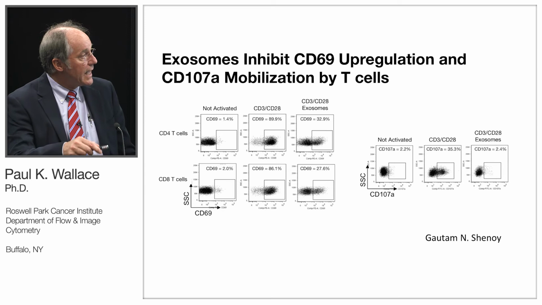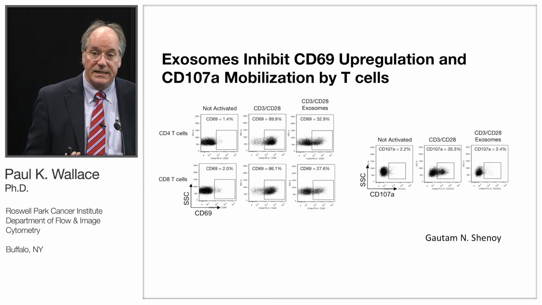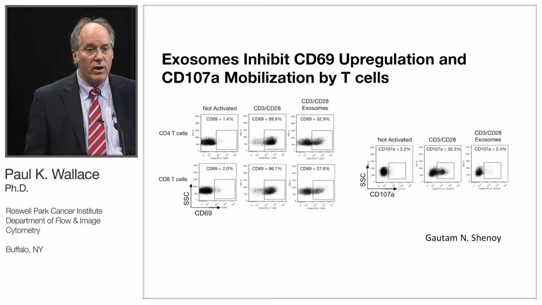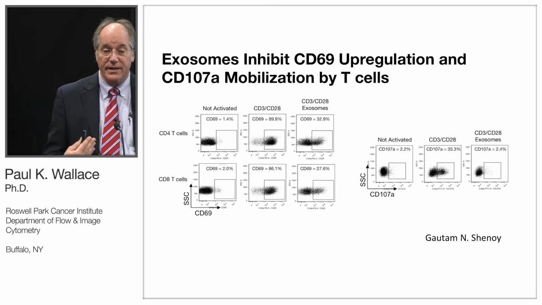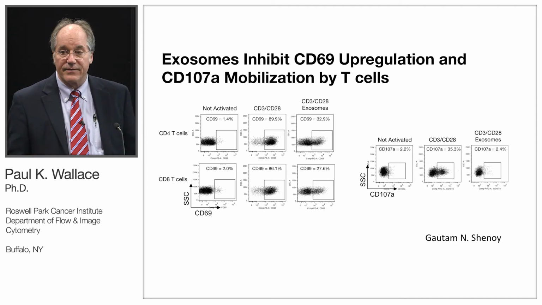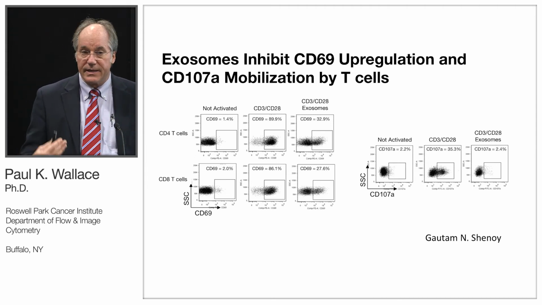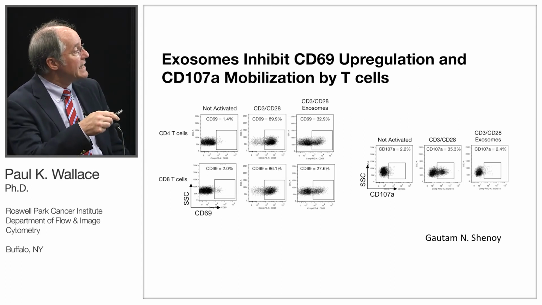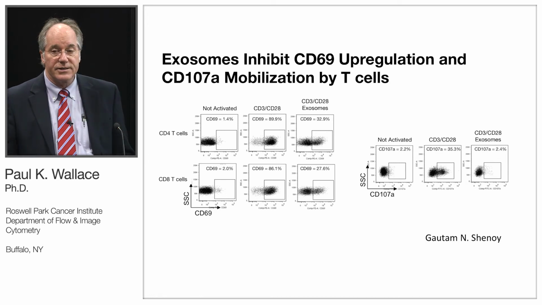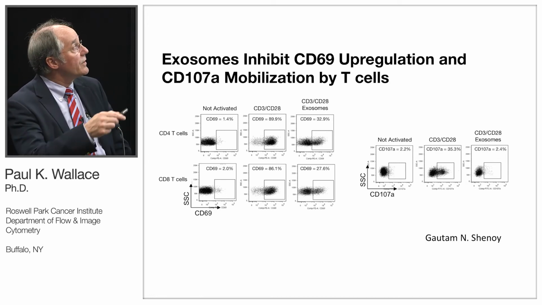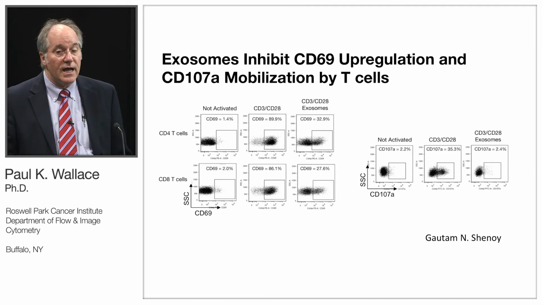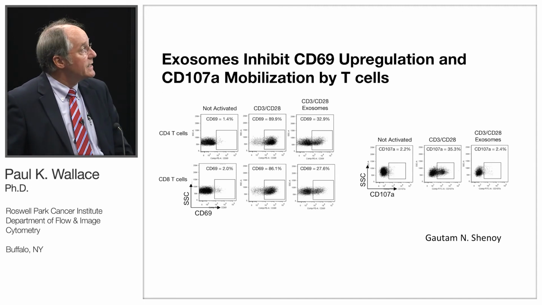Gotham, who is in Dick's lab, has gone on to take this beyond the NF-kappa B translocation aspects of it. One of the reviewers was concerned that, well, you're just looking at NF-kappa B. Why don't we talk about things that are further downstream? And so here we're looking at CD4 and CD8 cells, and this is upregulation of CD69. So controls, very little activation.